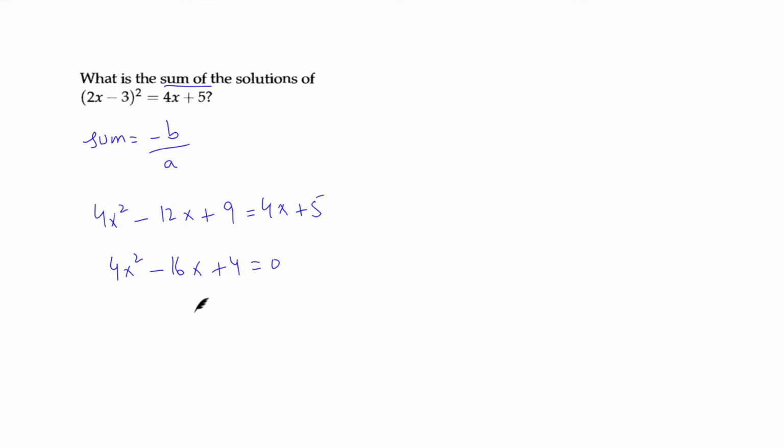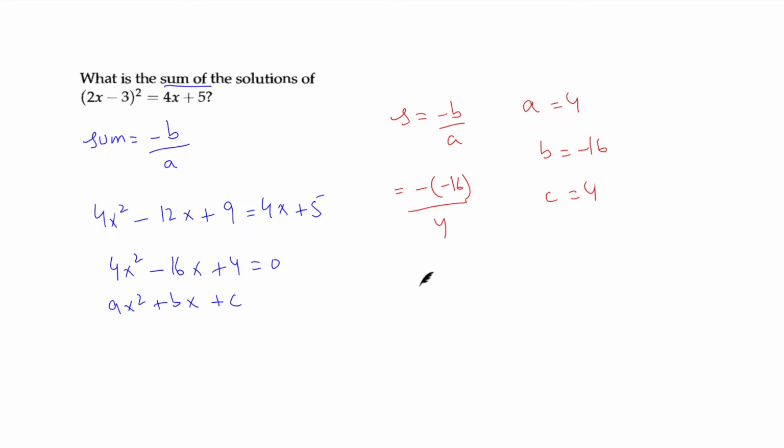Now we have our ax squared plus bx plus c. Now we can apply this formula. So let's apply the sum formula, which is minus b over a. A in this case is 4. B is minus 16 and C equals 4. So minus b over a is minus into minus 16 over a, which is 4. 16 divided by 4 is 4. This is the sum.